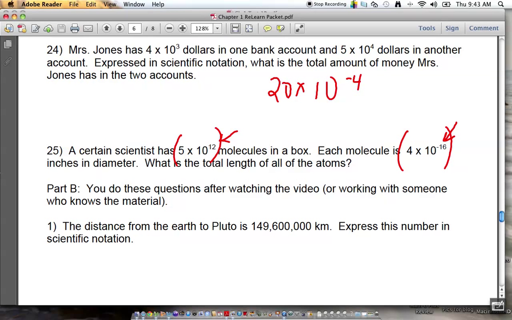Uh-oh, spaghetti-o. We have a problem, Houston. What's the problem? It's not between 1 and 10, so I got to divide by 10, multiply by 10, 2 times 10 to the negative 3. Okay, any questions about this?